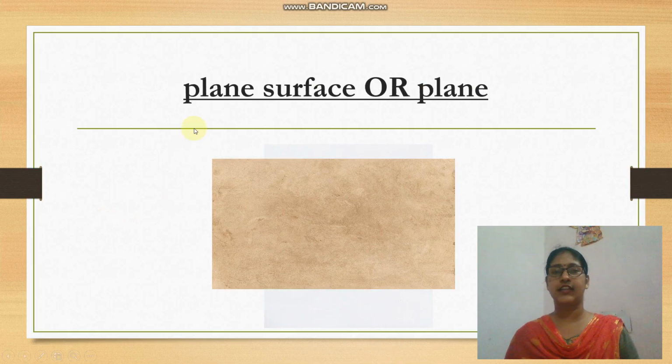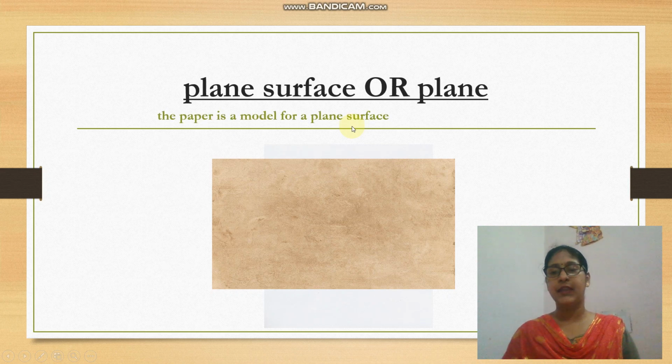First we have to understand what is a plane surface or plane. Simply, paper is a model for a plane surface, or any smooth wall is said to be a plane. Here I draw a figure of a plane surface. You can see it is smooth. It is a model of a plane surface.